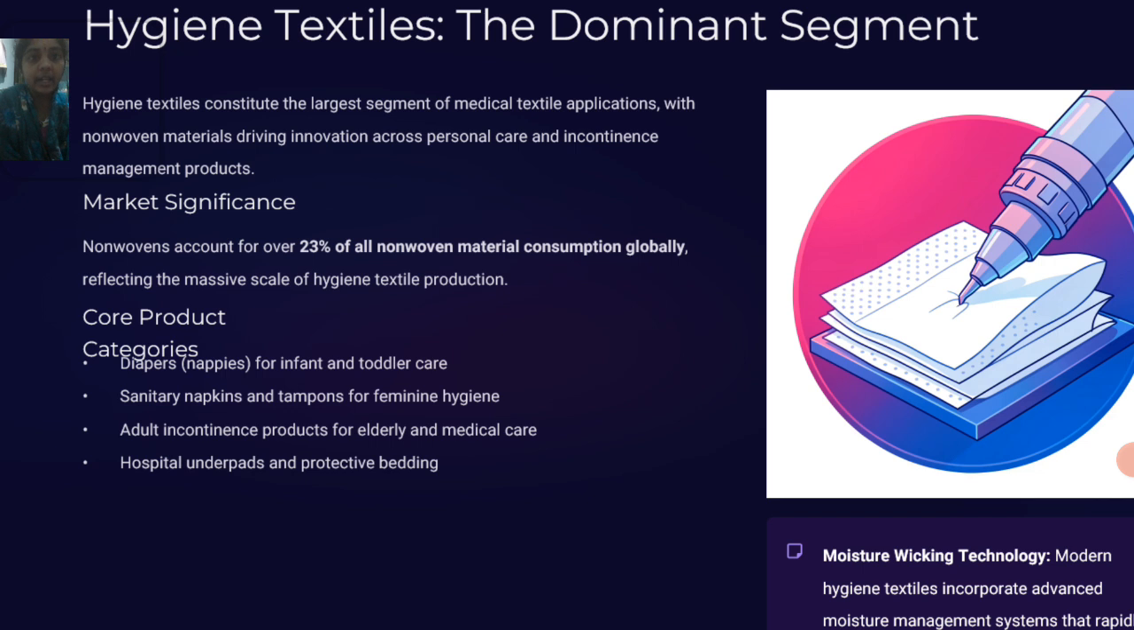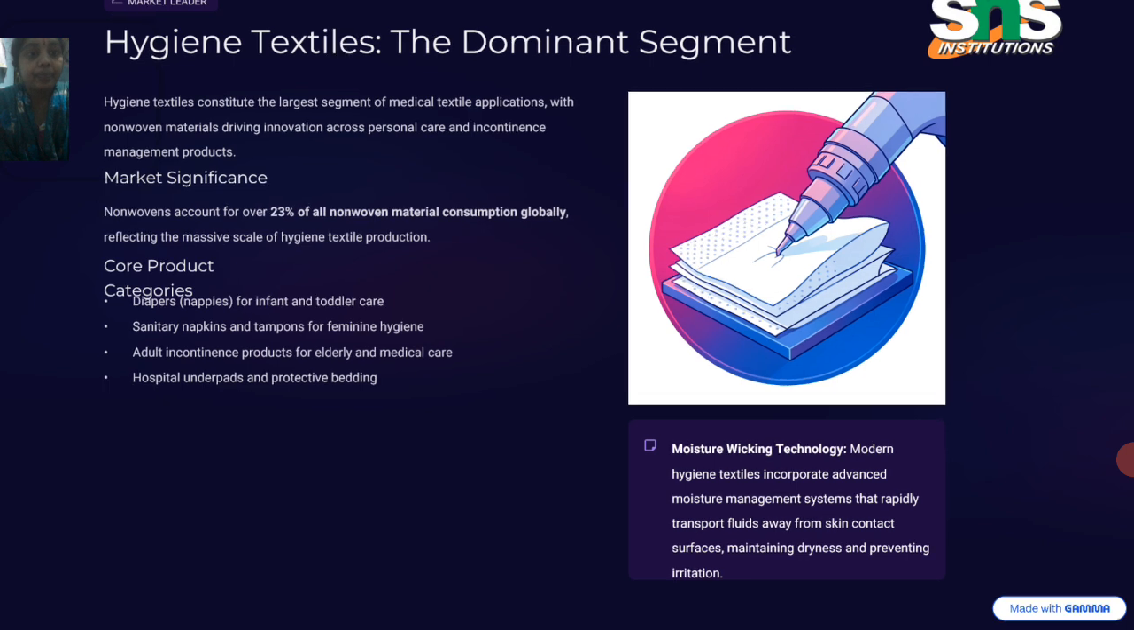The core product categories are napkins for the infected and draperies, diapers and sanitary napkins, adult incontinence products for the elderly and medical care, hospital underpads and protective bedding. So the main concept is about disposables. This is the main concept of non-woven.